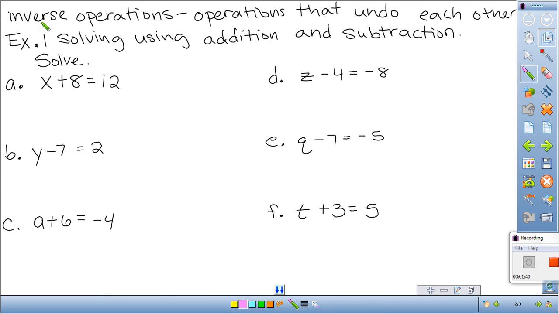We have one more vocabulary word, inverse operation. It says operations that undo each other. That's our whole premise here. That's our whole thing we're going to be working off of, is we're going to try to undo operations. So look at what's happening to your variable and undo it. So in A, we're adding 8. So the opposite of adding 8 would be to subtract 8. The inverse operation of adding 8 is to subtract 8.